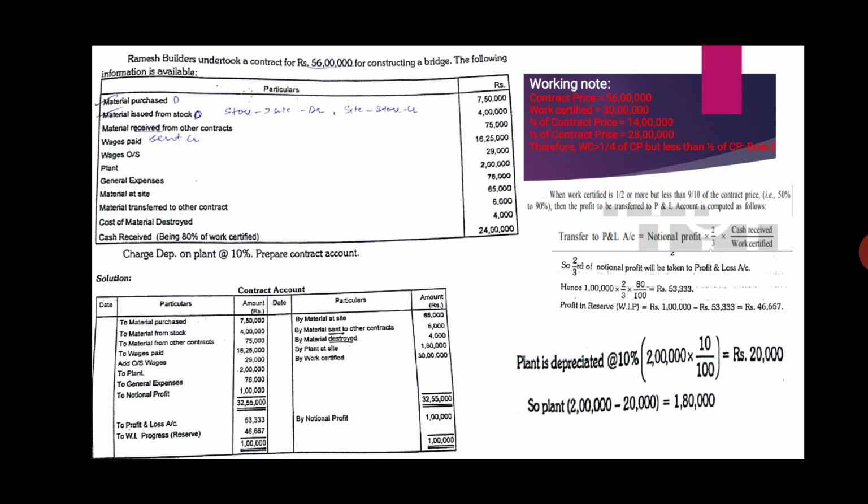53,333. Now the balance, meaning notional profit 1 lakh minus the P&L account 53,333, is 46,667. This will be written as WIP reserve. So always we have the formula for the rules which indicates the calculation of the P&L account amount.